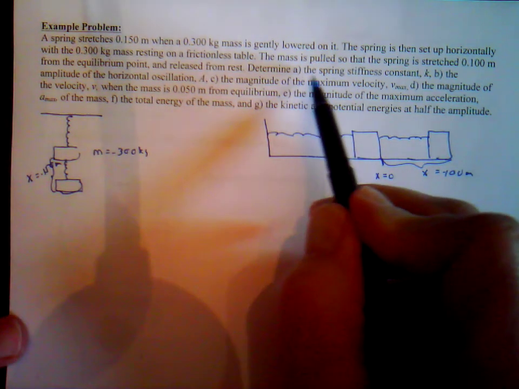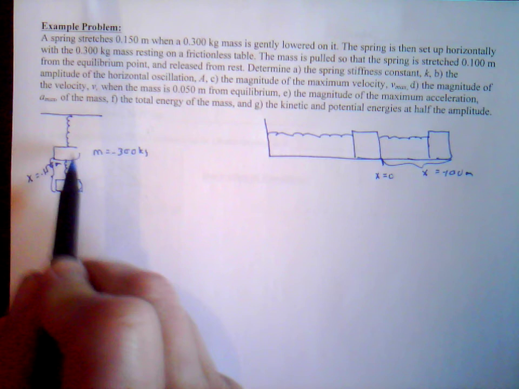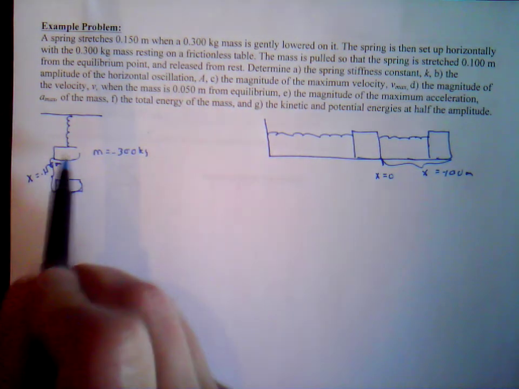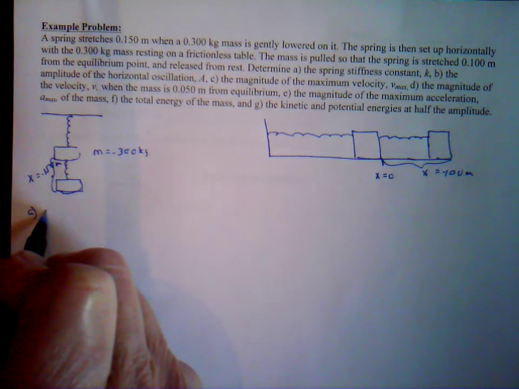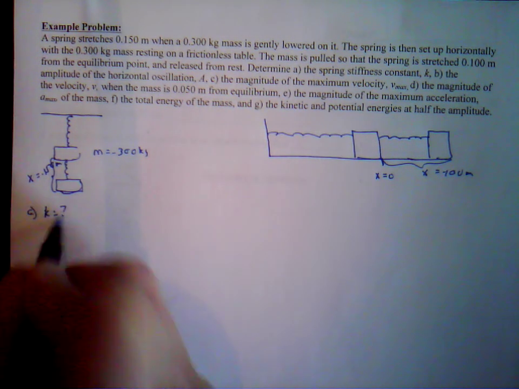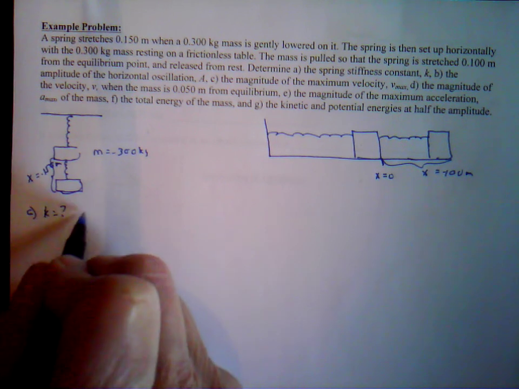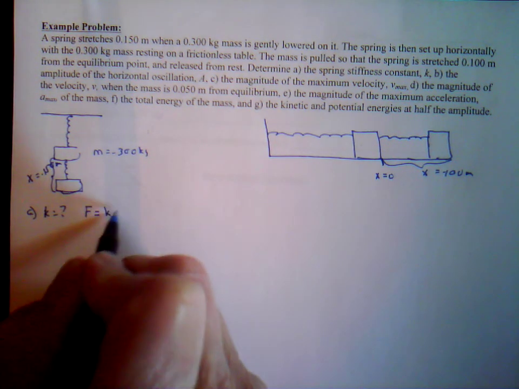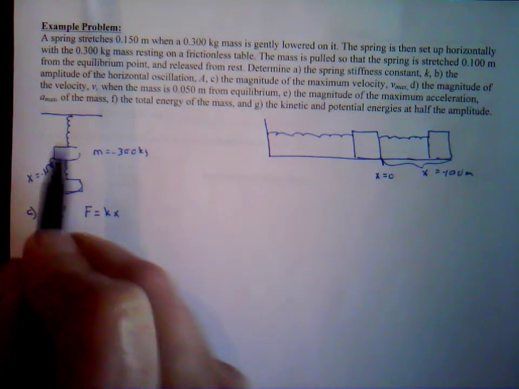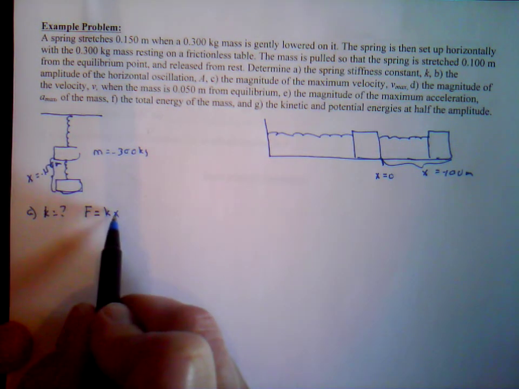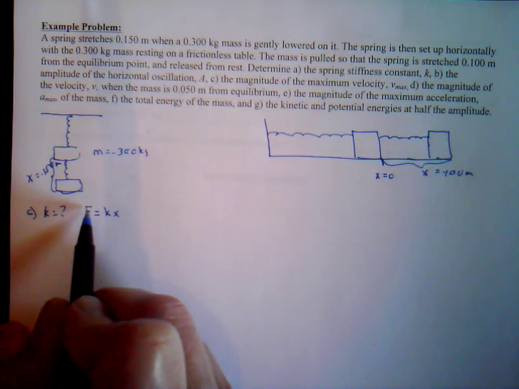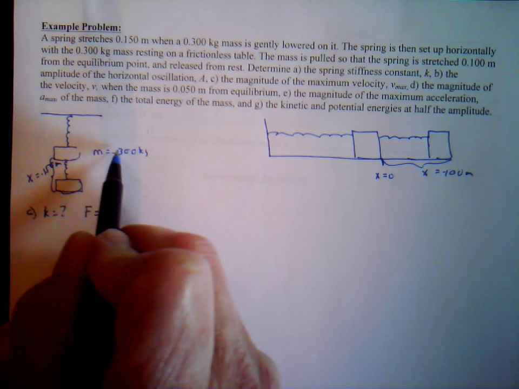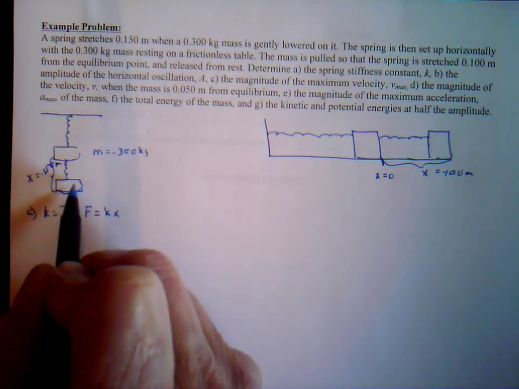A, determine the spring stiffness constant. Well, look, we have information here that will help us determine the spring stiffness constant. We want to determine the value of k. Remember, the equation that has k in it is F equals kx. This is Hooke's law. Well, we know the displacement from equilibrium position is this. We can figure out the force acting on it because we know the mass that causes it to be stretched that much.